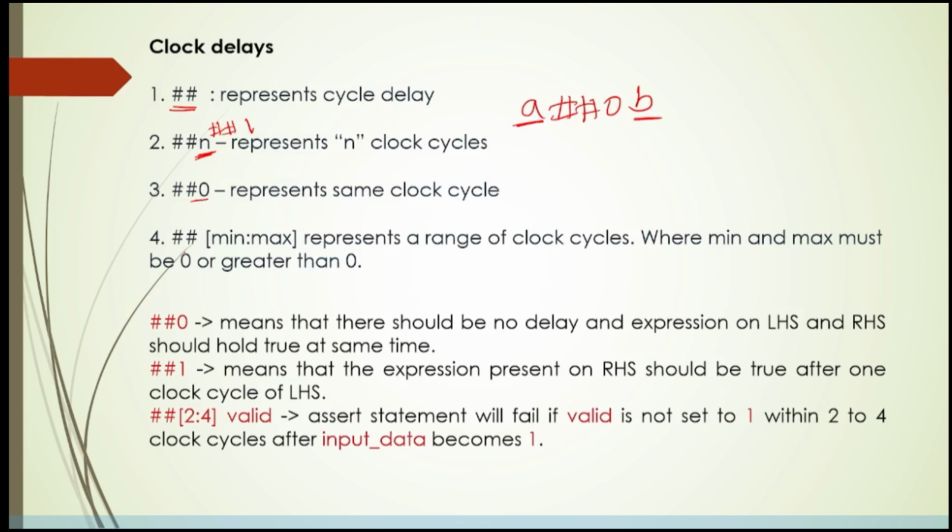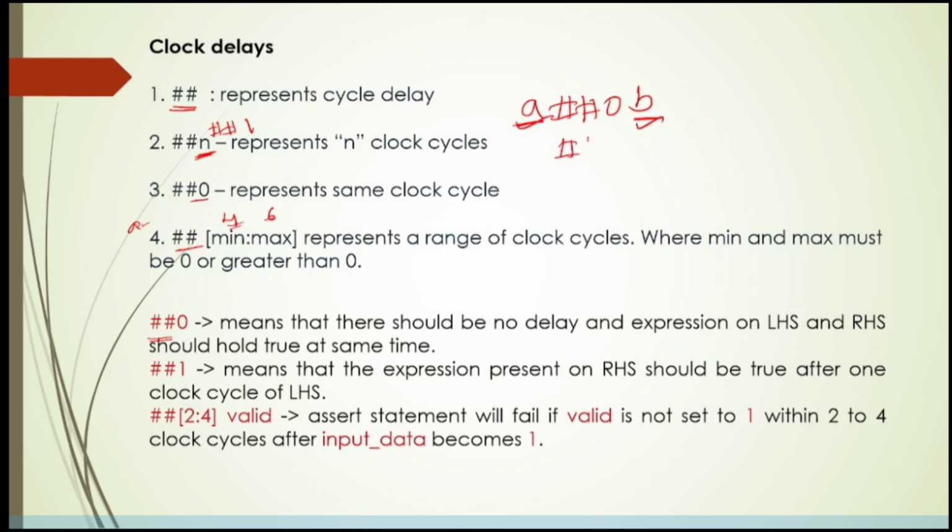Clear? So again you can give it as a range also. For example, if you give it as 4 to 6, then what happens? After A is high, between 4 to 6 clock cycles the B should be high. Clear? So this is how you will be mentioning the clock delays. If you see the example here, ##0 means there should be no delay. Expressions on LHS and RHS should hold true at the same time. That means both should be true at the same time.